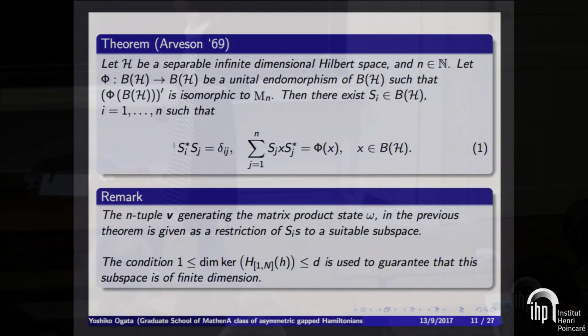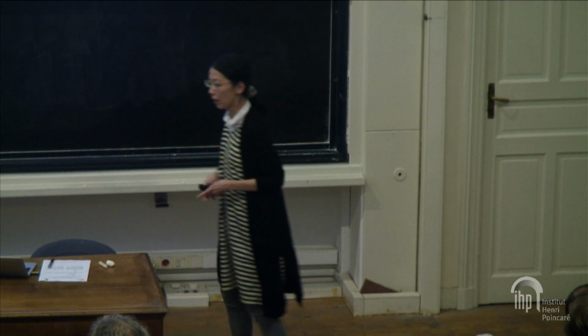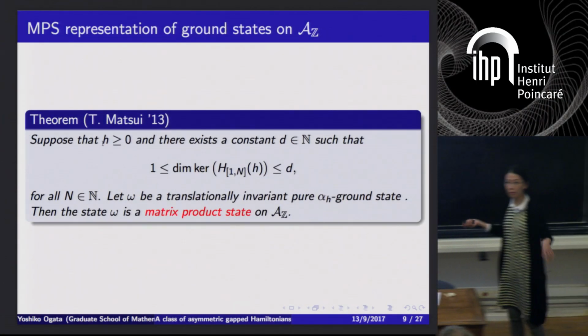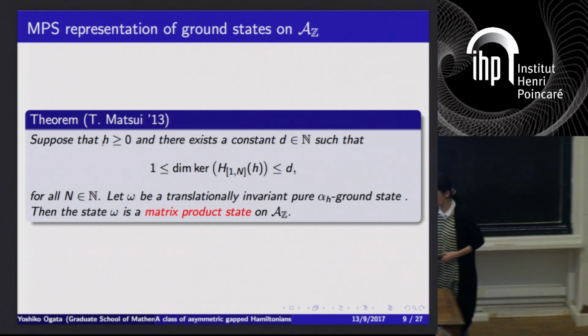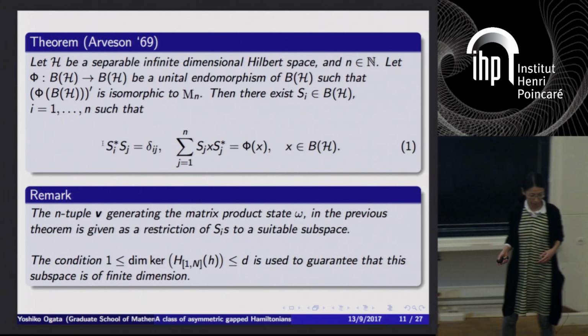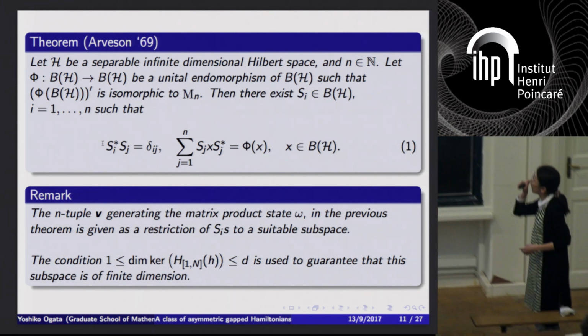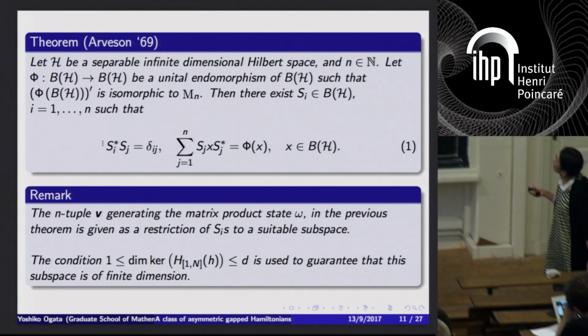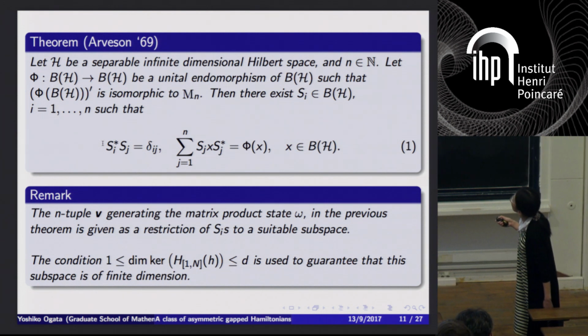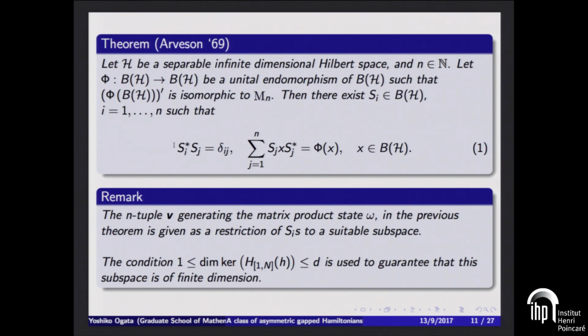Okay, so first looking at just this condition, we don't see any V here. So we wonder where this V comes from. But it comes from something probably operator algebra knows well, and that is: let H be a separable infinite dimensional Hilbert space, and let n be a natural number. Let phi be the unitary endomorphism of B(H), such that the commutant of the range is isomorphic to Mn.